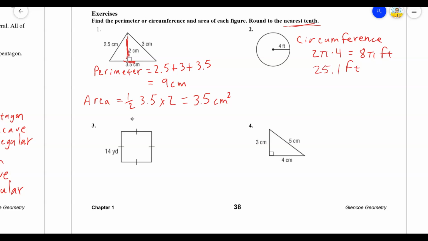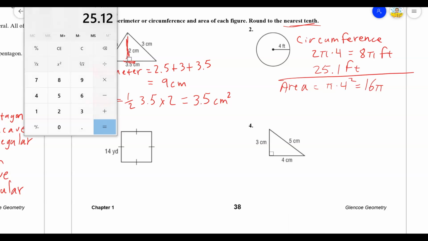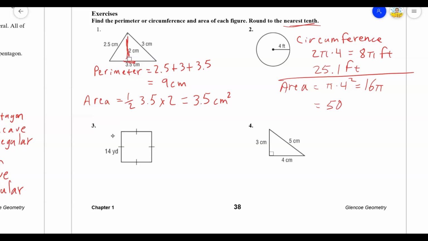Okay, 25.1 feet. And then for area, what do we have? This is going to be pi times the radius squared, which would be 16 pi. Or again, if we want to use our calculator for that, 16 times 3.14. Round to the nearest tenth, that would be 50.2 square feet. I'm going to put a little squared symbol on it.